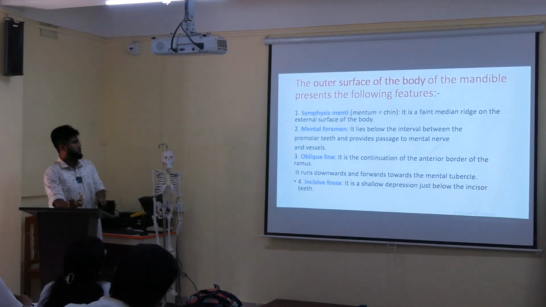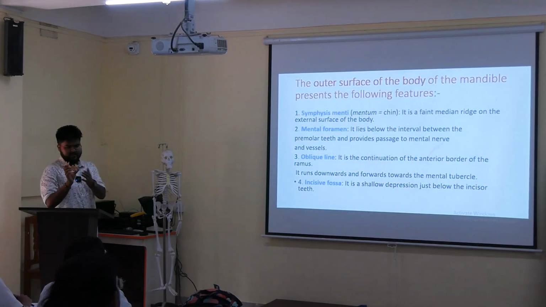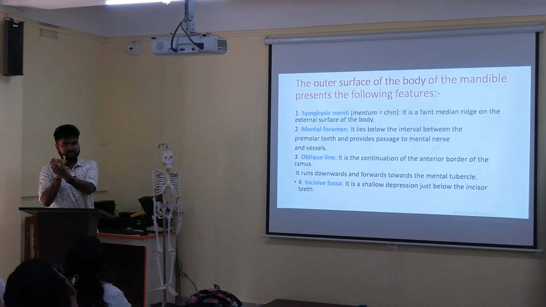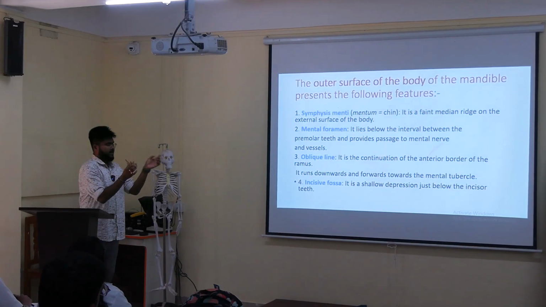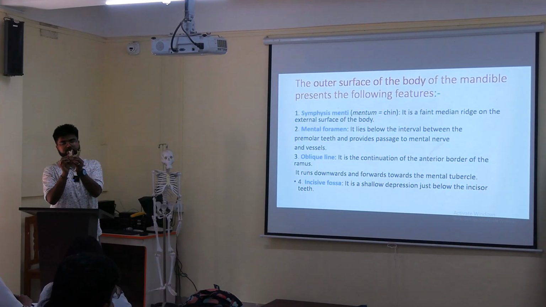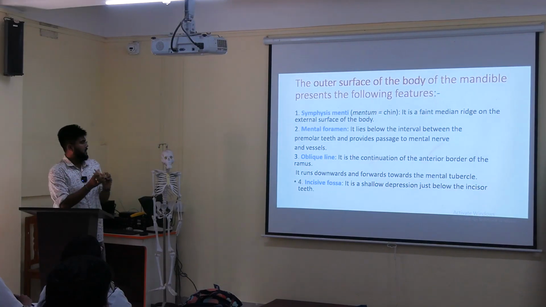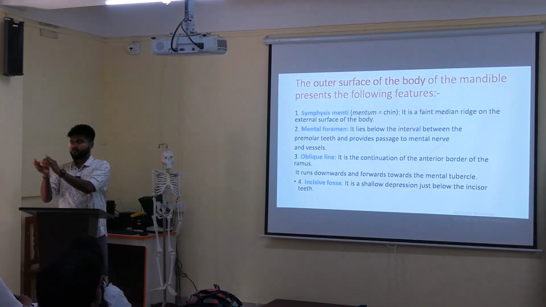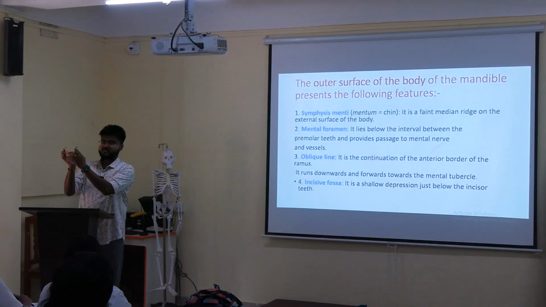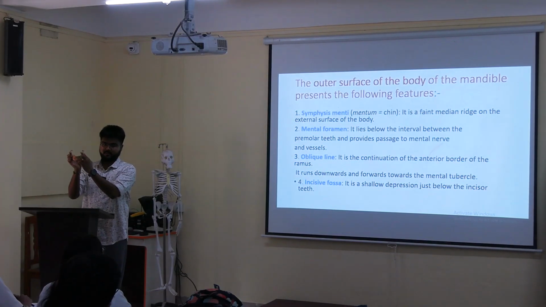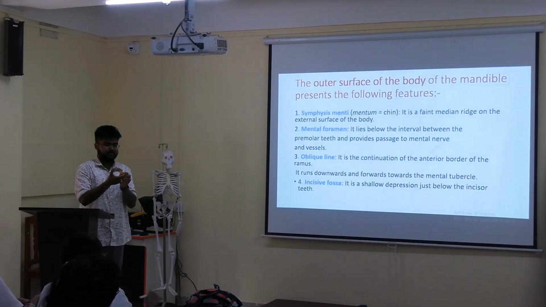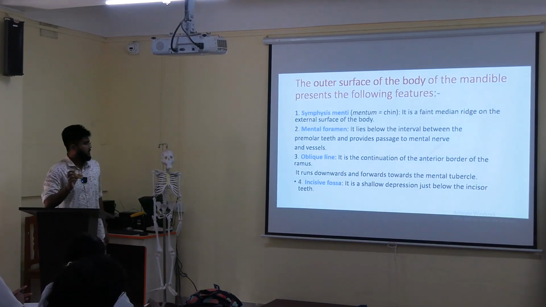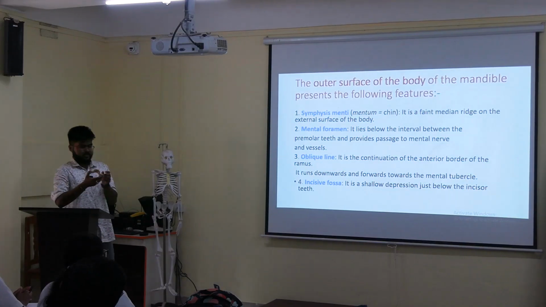Now the parts. On the external surface, the symphysis menti is present, a ridge-like structure here, and here you can see the mental foramen, mainly present below your premolar teeth. And the oblique line is a continuation of this border. Which border is this? This is the anterior border of the ramus of the mandible, continuing to and from the oblique line. Here the buccinator muscle is attached. Next is the incisive fossa.